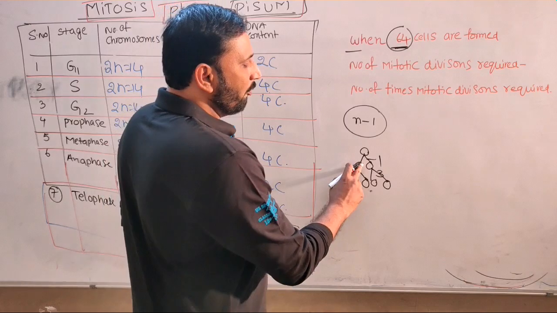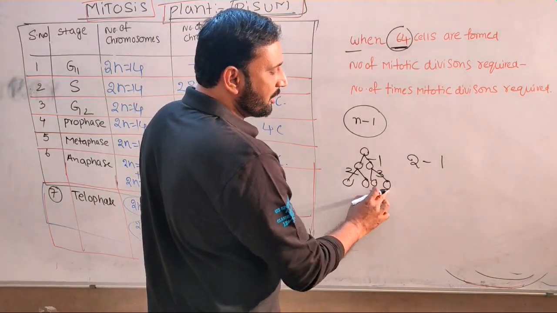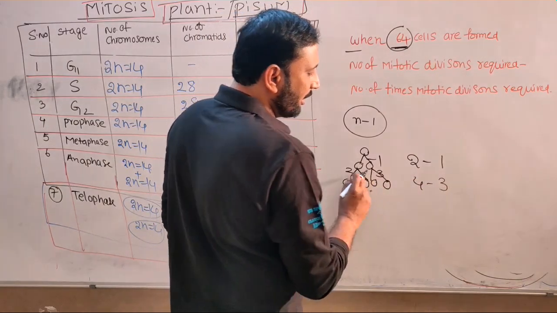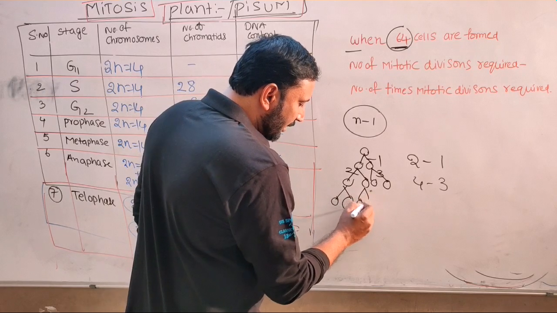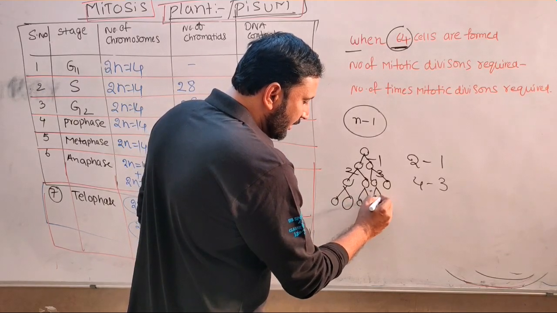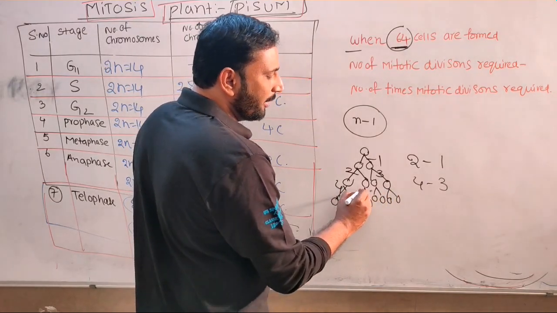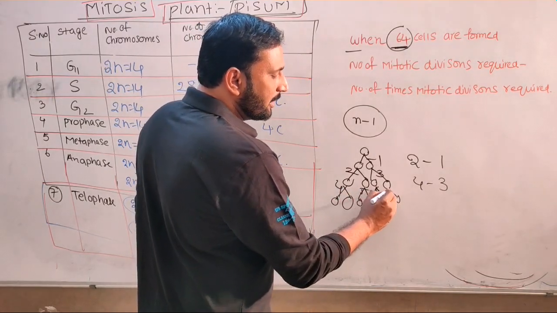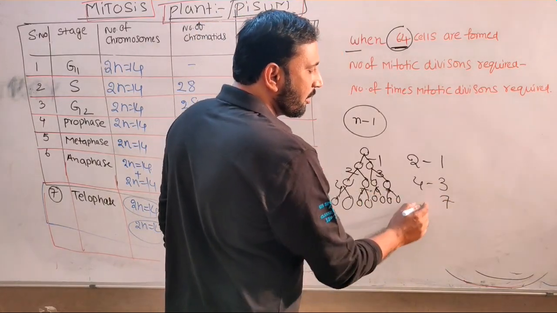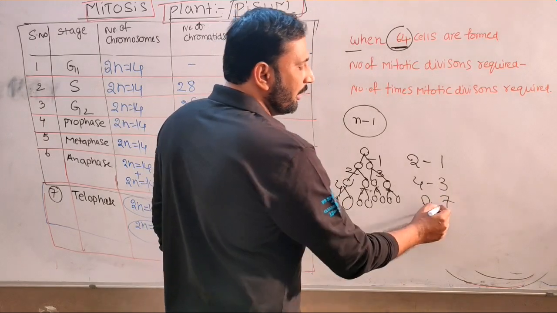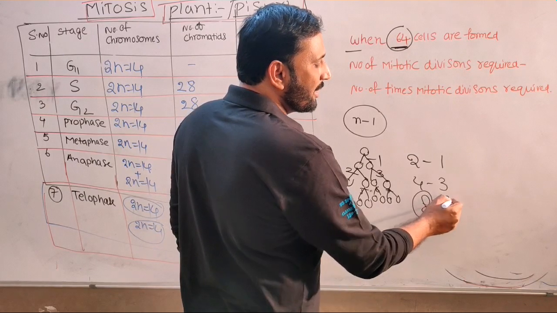Just you remember, for formation of two daughter cells, one mitotic division. For the formation of four cells, three mitotic divisions. Like that, it is divided into two daughter cells each time. Like this is the fourth mitotic division, fifth mitotic division, sixth mitotic division, seventh mitotic division. When seven mitotic divisions are over, how many cells are formed? 8. So when 8 cells are there, 8 minus 1, 7.